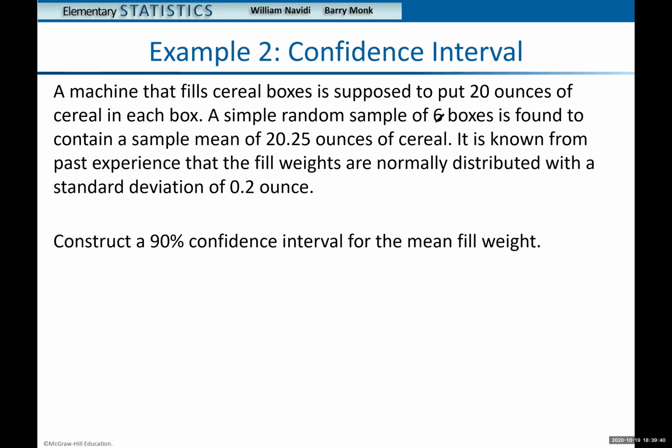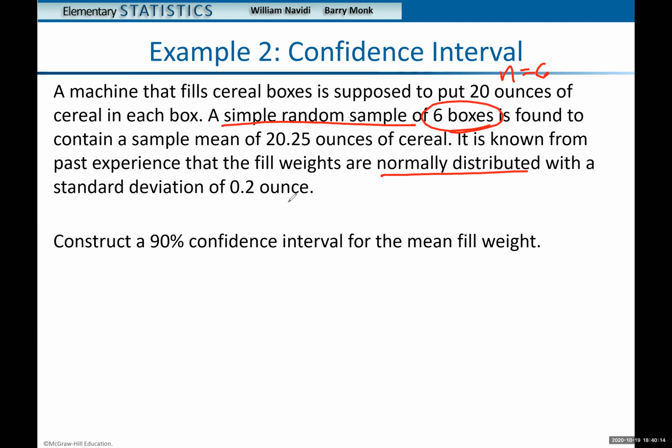As you can see here, simple random sample with 6 boxes, so n is equal to 6. Even though this is not greater than 30, if you read the whole thing, it is stated that it is normally distributed. So we can solve this. Given sample mean is 20.25, standard deviation is 0.2.